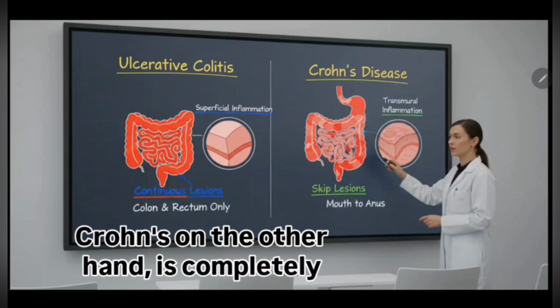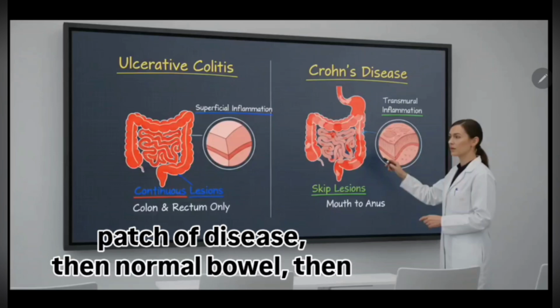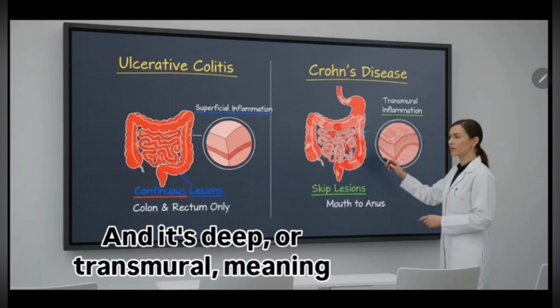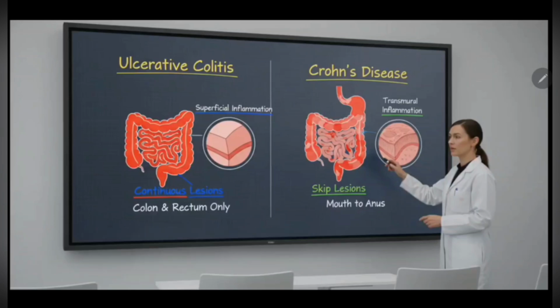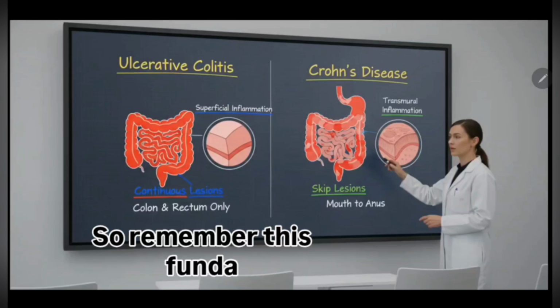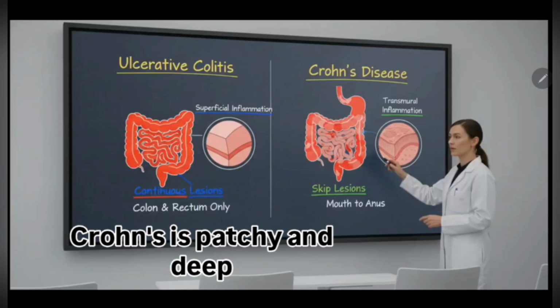That's it. Crohn's, on the other hand, is completely different. It has skip lesions, meaning you have a patch of disease, then normal bowel, then another patch of disease. It's patchy, and it's deep or transmural, meaning the inflammation goes through the entire wall of the bowel. And it can happen anywhere, literally from the mouth to the anus. So remember this funda. UC is continuous and superficial. Crohn's is patchy and deep.